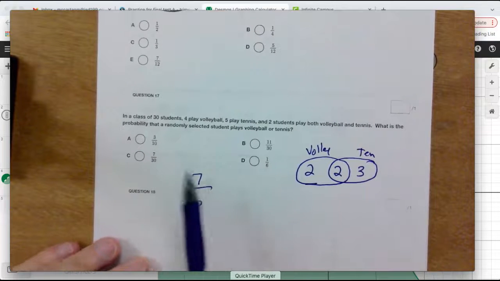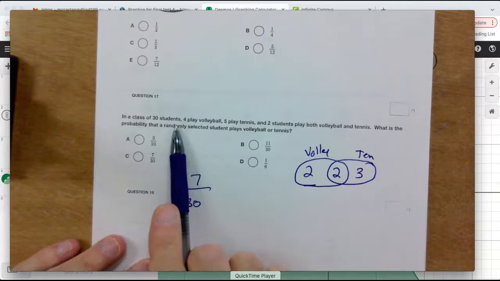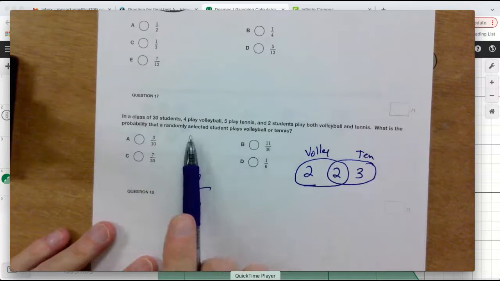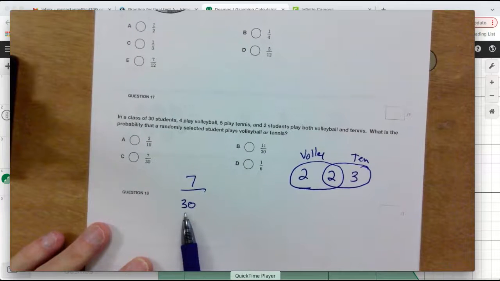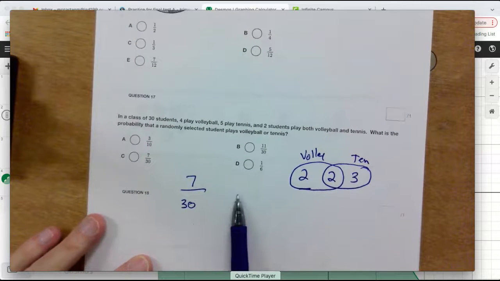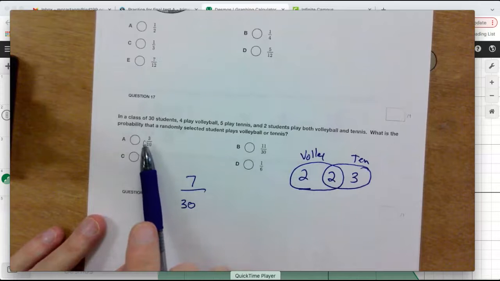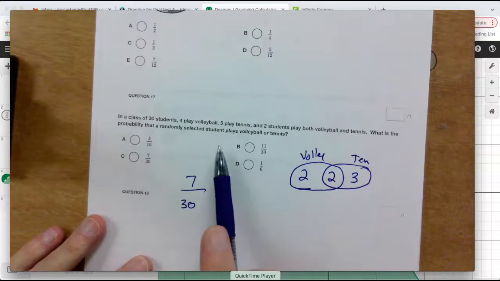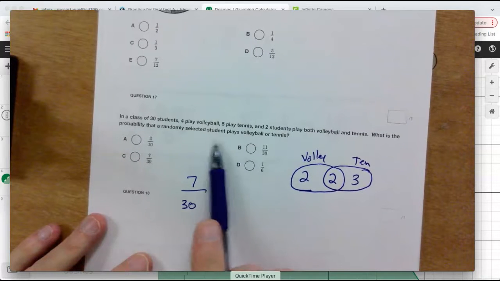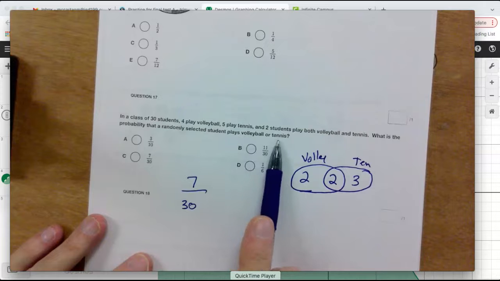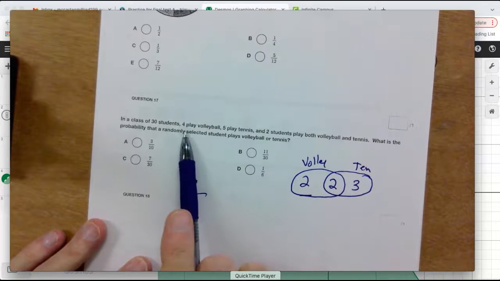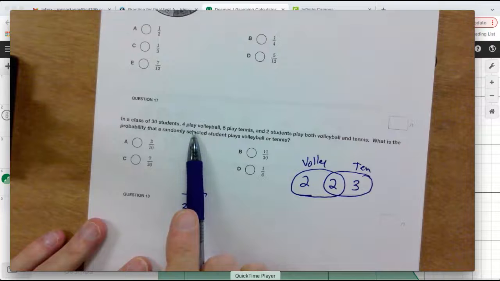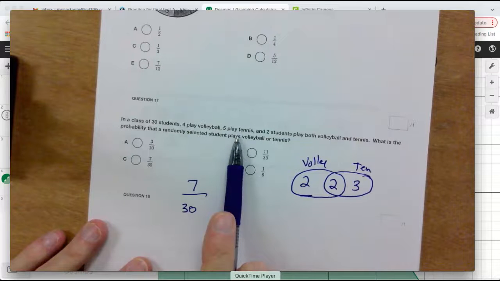All right, this one here, a class of students, 30 students. Looking for a probability. So it's a fraction, 30's on the bottom, that's the total, 30 students. They want to know, if we randomly picked a student, what's the probability they play volleyball or tennis? Either one. They could play volleyball. It says here 4 play volleyball and 5 play tennis.